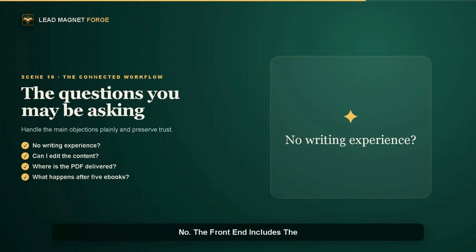No, the front end includes the core workflow described in this video, up to 5 ebook creations per month and up to 100 fallback deliveries per month. Optional upgrades add capabilities for customers who need more volume, templates, email sequences, ESP routing, or client delivery.